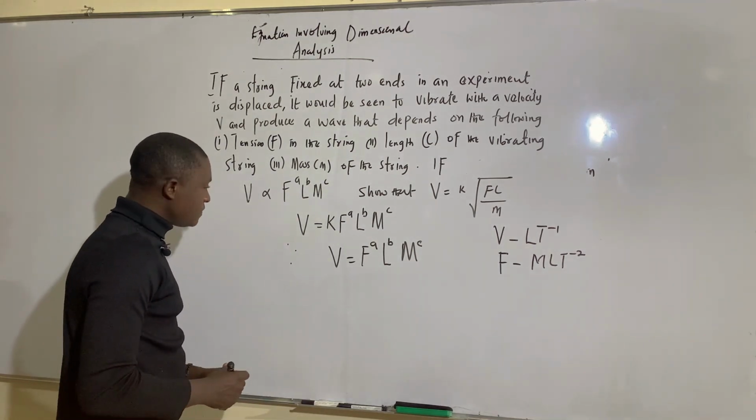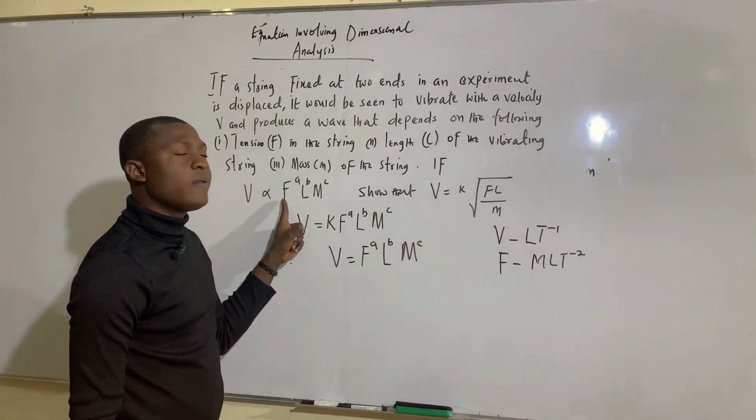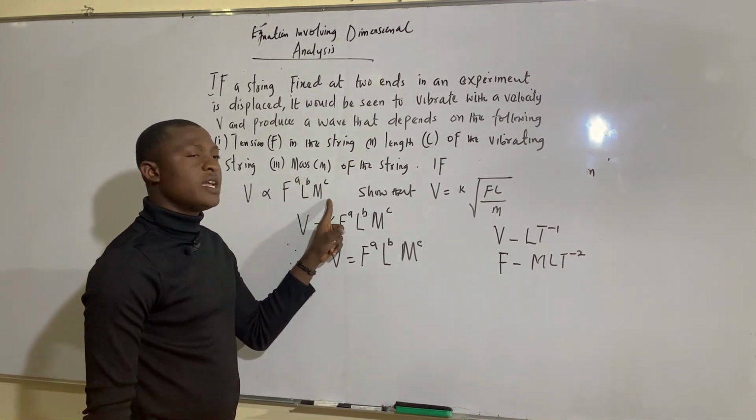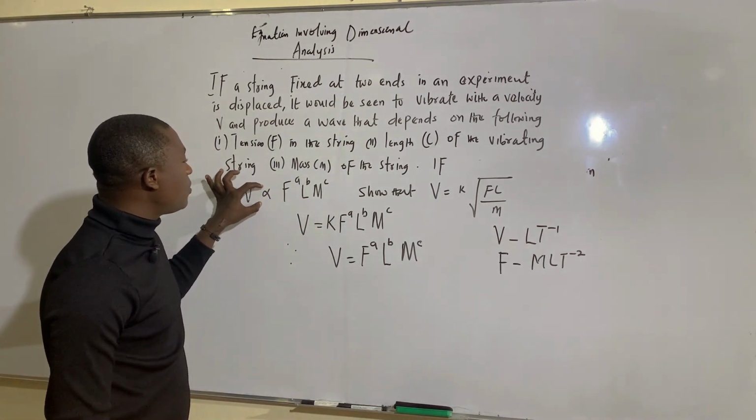Now let's continue. So we have V proportional to F raised to the power of A, L raised to the power of B, and M raised to the power of C. And I told you this sign is just a sign of proportionality.